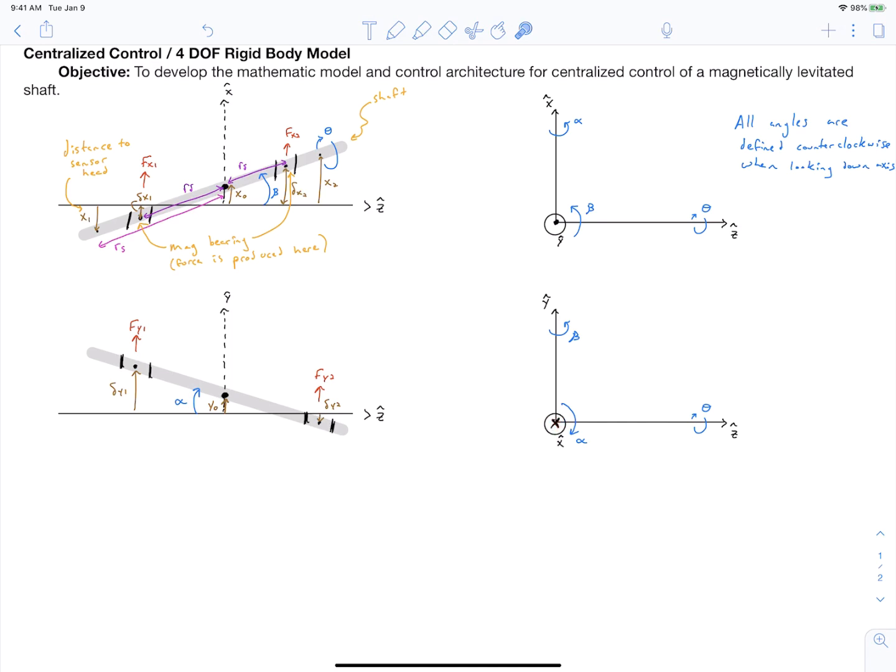X-hat unit vector is going into the page, whereas up here it was coming up straight, and up here y-hat was coming out of the page. So pay attention to this difference of the angle label, it matters.